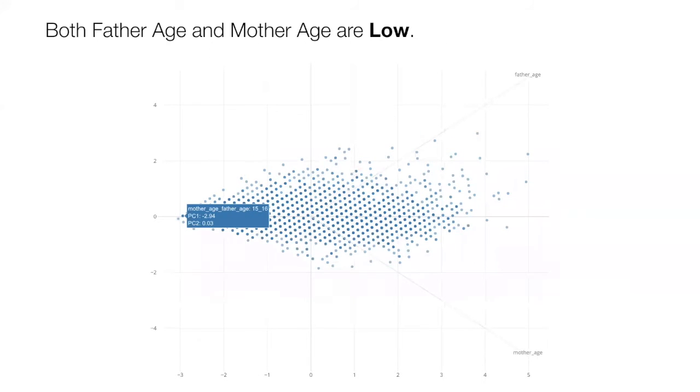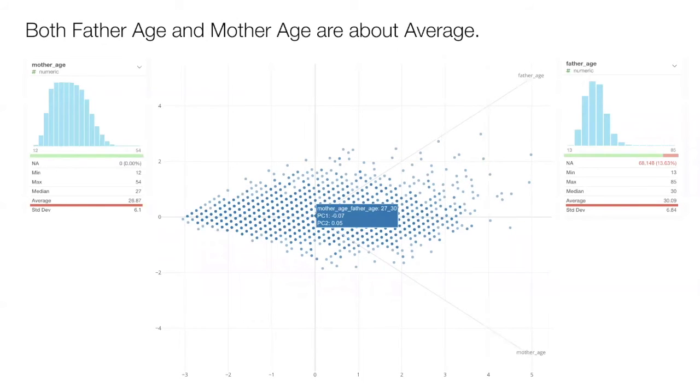The same thing happens in the opposite way. When you go to the left side of this x-axis, both the mother and father ages are low. You can see the mother age is 15 and the father age is 16. And at the center, the mother age and father age should both be average. When you pick one very close to the 0 point, the mother's age is 27 and the father's age is 30, both very close to the average.